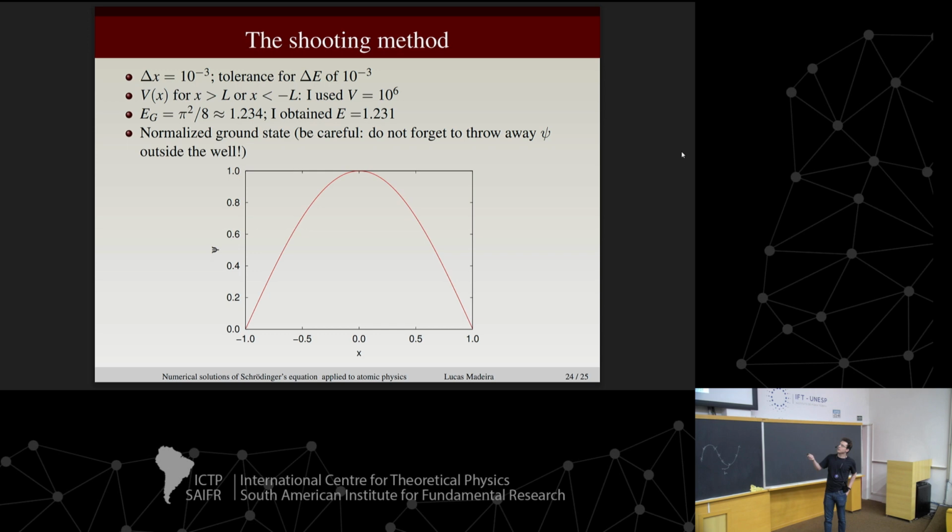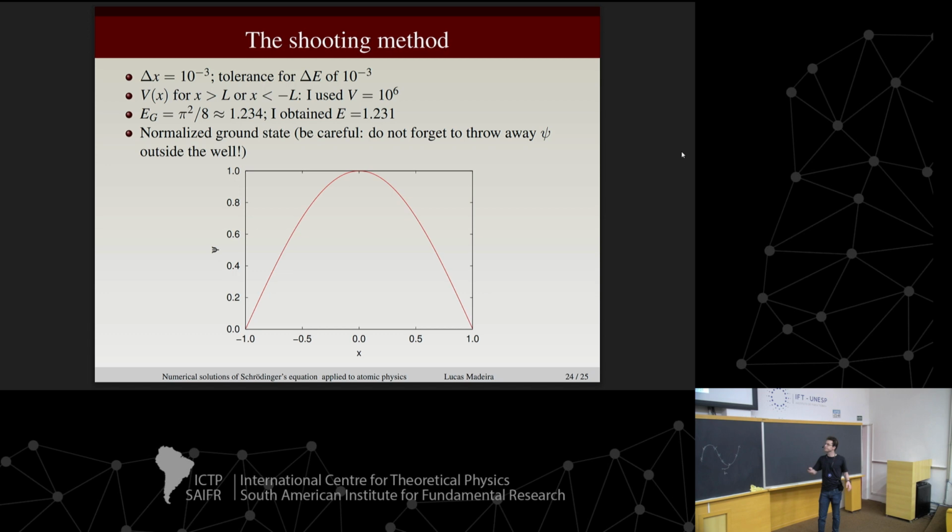And be careful when you do this. Remember that everything outside of the well you have to throw away. It was really important for us to keep track if it was diverging upwards or downwards. But now that we found the solution, we know that the wave function is zero outside. So when you're normalizing, remember to throw that away. Okay?